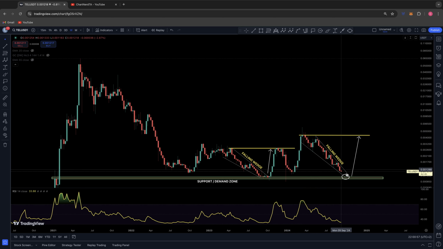Right now we're coming back to the key level of support before looking for the breakout, retracing to where the wedge formed. So it's all about holding this key level of support right now on this key support and demand zone for TEL coin at 0.001.